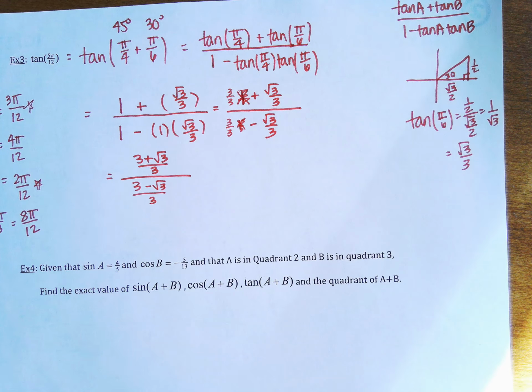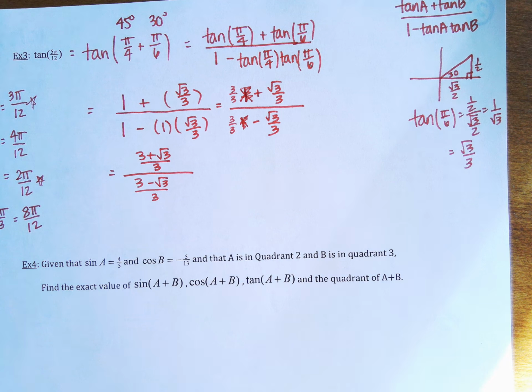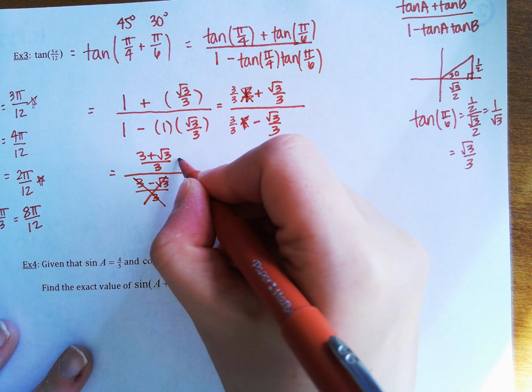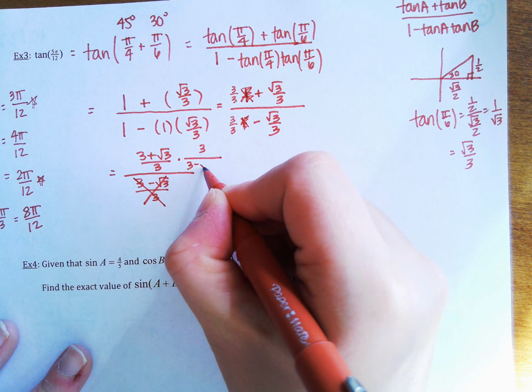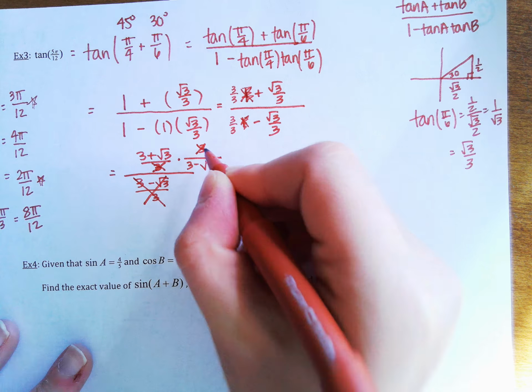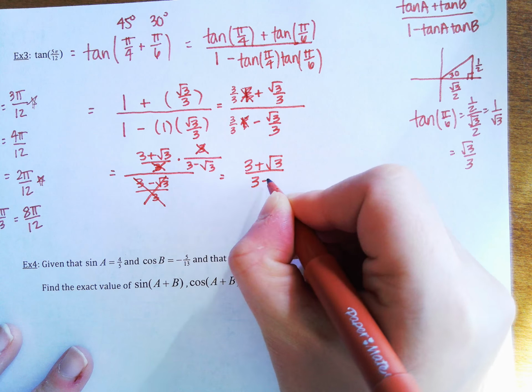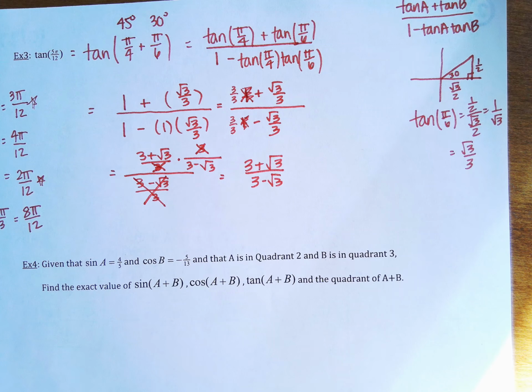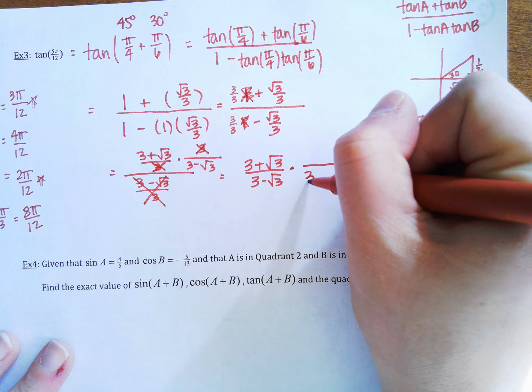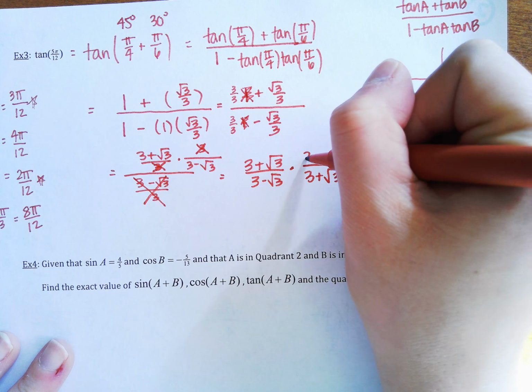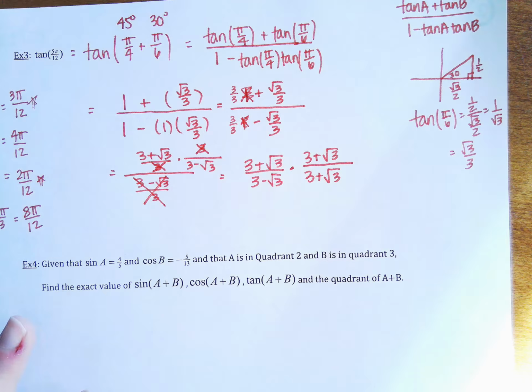And now, like when we had fractions in fractions, the next step to simplify this thing was to multiply by the reciprocal. So that's what we're going to do. Flip this thing around. Our 3's cancel, top and bottom. So we're left with 3 plus root 3 over 3 minus root 3. And we're not done yet. We have to simplify this a little bit, multiply by the conjugate. So we should multiply by 3 plus root 3 over 3 plus root 3, since we have a 3 minus root 3 in the denominator.